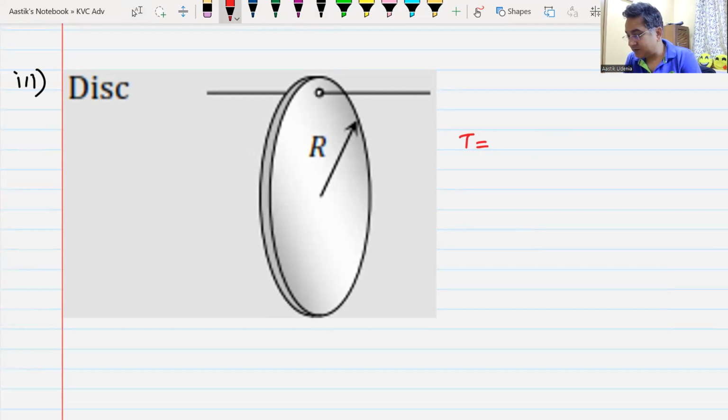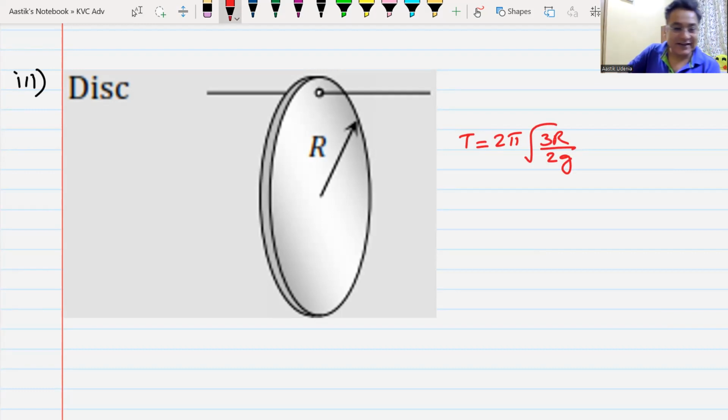What is the answer for this one? Has anyone redeemed? Sir, T equals to 2 pi under root 3r by 2g. Only one voucher is getting redeemed. The rest of the vouchers are still sitting. The moment of inertia is 3 by 2 mr square. Distance is r. And therefore, we have this answer.